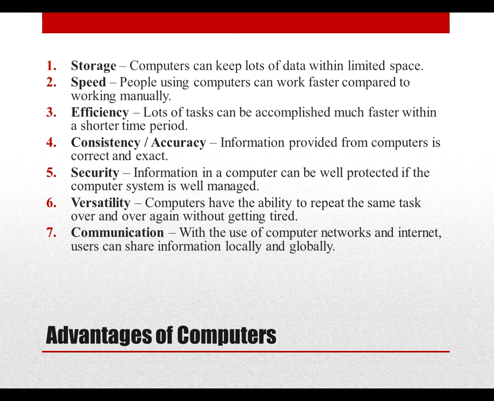So number 4, we have what we call consistency or accuracy. Now our computers give correct and exact information. In short, they don't beat around the bush. You give an instruction to a computer, the computer will give you the output you expect. If you give the computer correct instructions, you get correct results. You give the computer wrong instructions, you get wrong results.